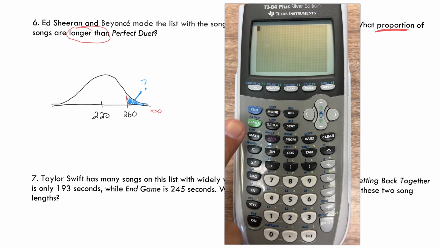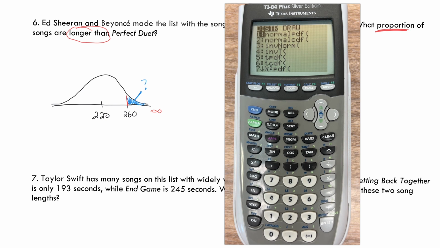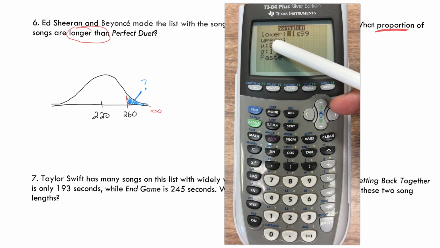To do that, we go to second and we hit bars right here. Notice option number 2, you have the normal CDF, so we click on that one. We do need the lower bound, upper bound, the mean, and the standard deviation. I am not using z-scores. I'm going to use the values of the data. So here in the question, they give us the mean of 220. They give us a standard deviation of 26.